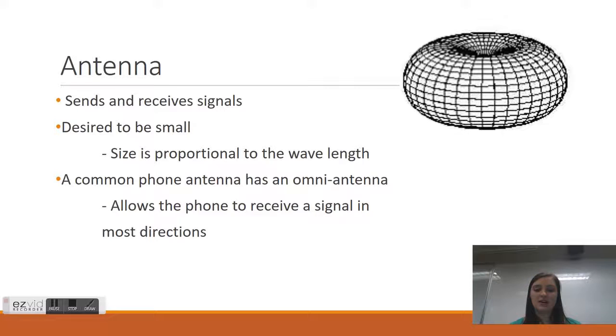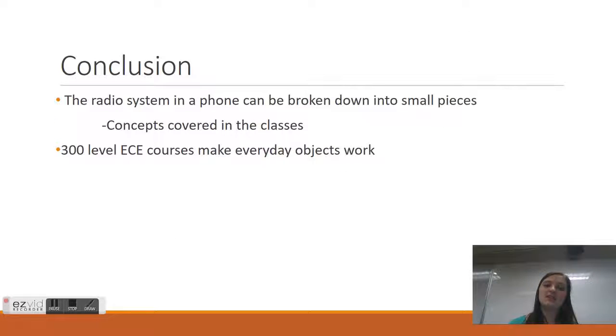So as you can see, if you break down a phone and you keep breaking down a phone and all the complexities it has, you can break down the topics into enough small pieces that have been covered in systems and signals, microelectronics, and electromagnetics. And these all work together to make something as useful as a cell phone work.